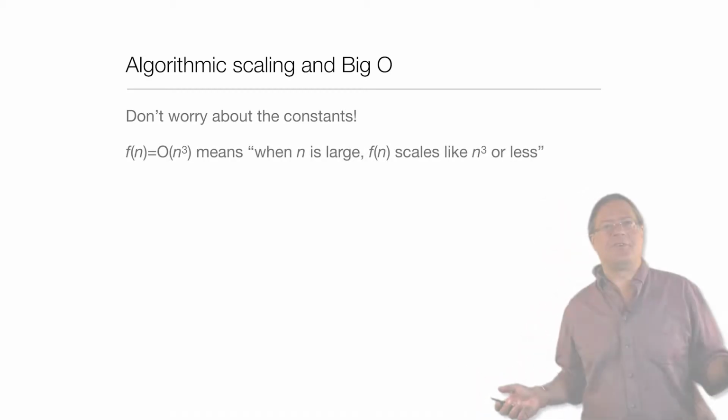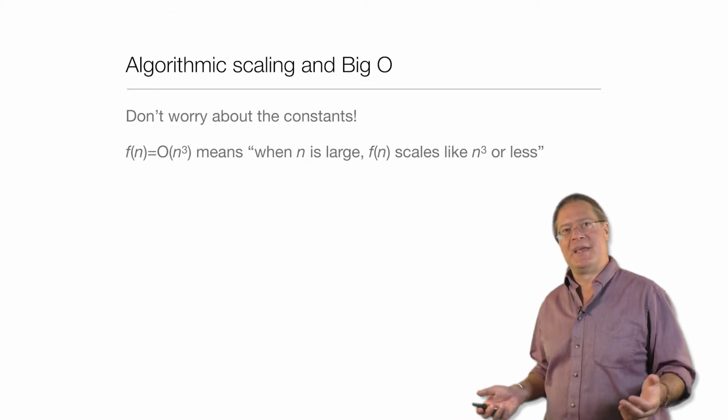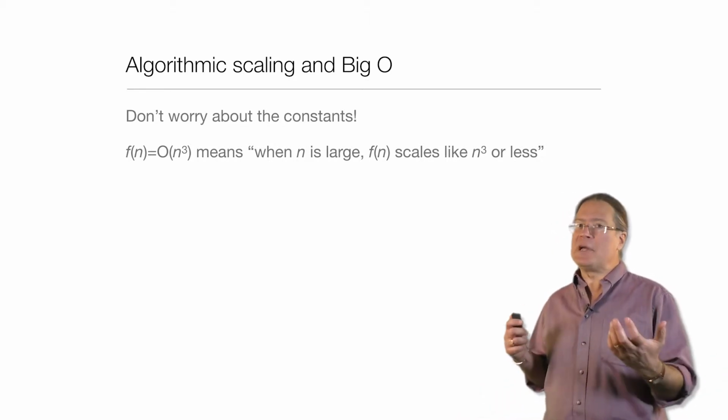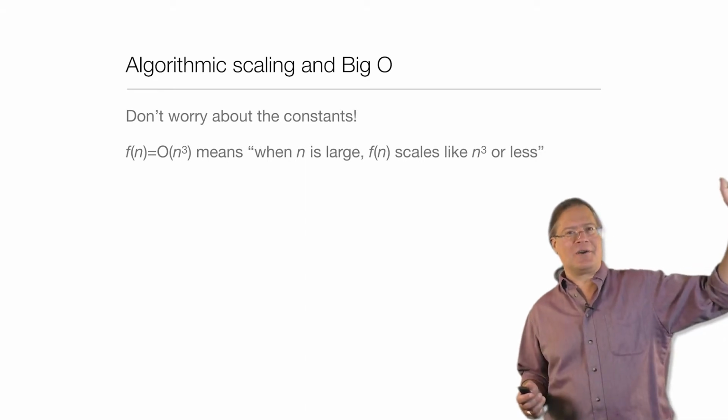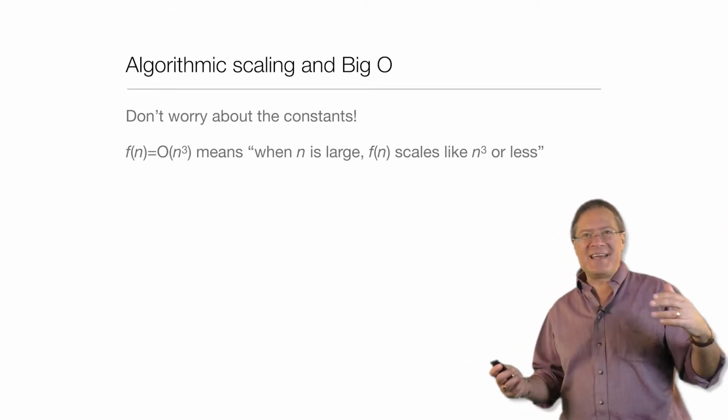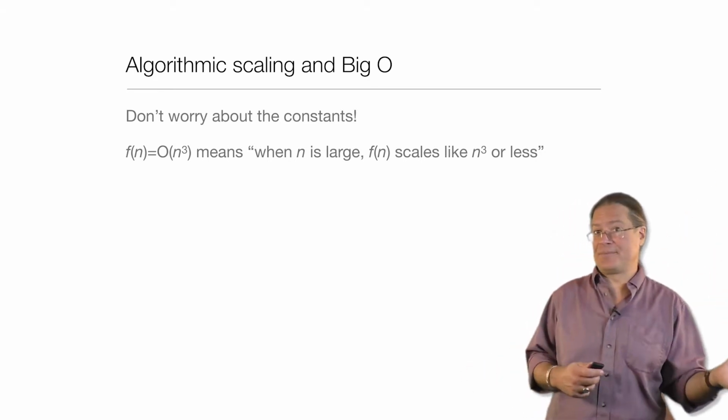So let me introduce you to this Big O notation. If I say that f of n is Big O of n cubed, it means that when n is really large, f of n scales like n cubed or less.